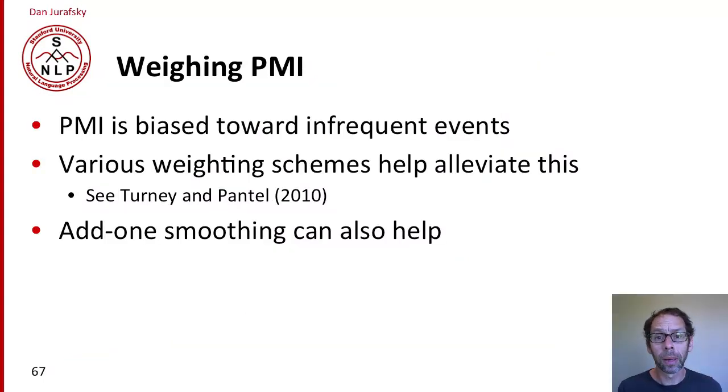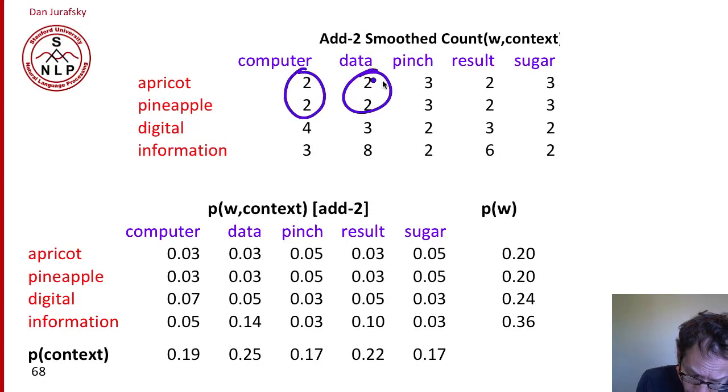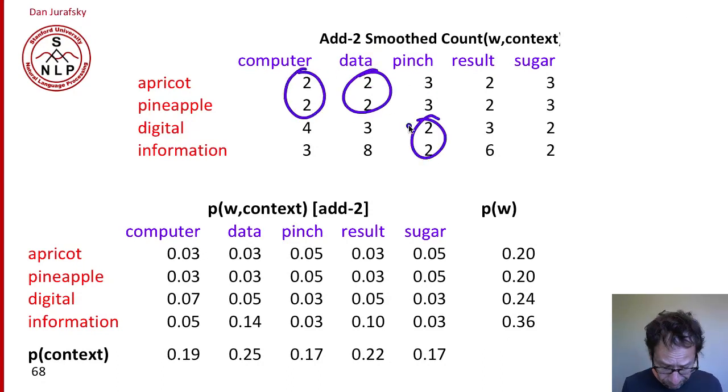Now the problem with PMI is that it's weighted toward infrequent events. There's a lovely survey paper by Turney and Pantel that walks through some of the ways that you can alleviate this. But it turns out that very simple methods like Laplace smoothing can actually help. Let's look at how this works with add-2 smoothing. Here I've just added 2 to all the counts.